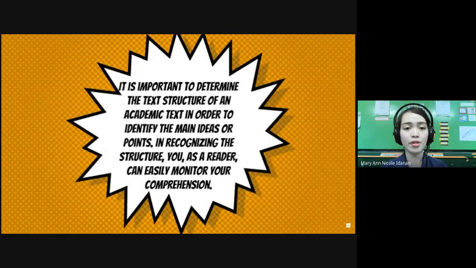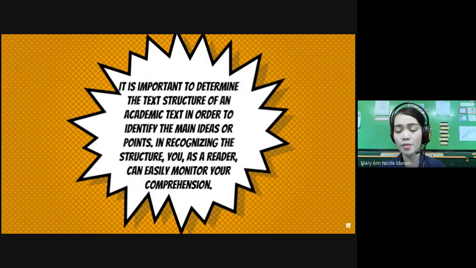Now, class, it is important to determine the text structure of an academic text in order to identify the main ideas or points. In recognizing the structure, you as a reader can easily monitor your comprehension. So, of course, as a reader, you have to know what kind of text you are reading, what kind of text structure am I reading, so that you could have the right expectation, and that expectation might be satisfied by the end of that text.